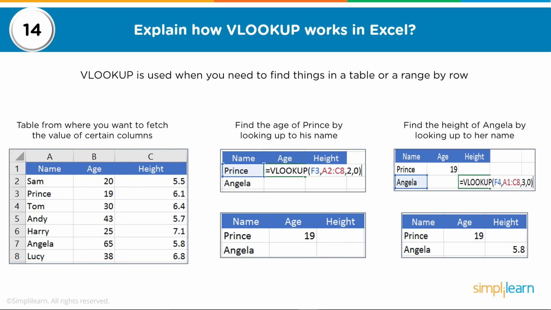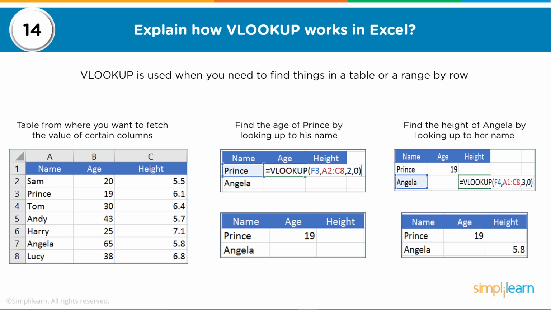So here we see VLOOKUP F3, A2 to C8, 2, 0 for Prints. Now they don't show the F3. F3 is the actual cell that Prints is in. That's what we're looking at, F3. So there's your Prints, it pulls in from F3. A2 to C8 is the data we're looking into. And then the number 2 is a column in that data. So in this case, we're looking for age. And we count name as 1, age as 2.